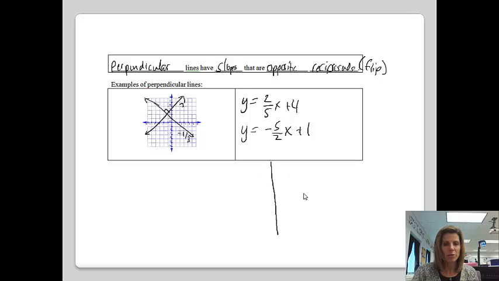And I just want to show you, if I graph it, how they do turn out to be perpendicular. If I start up at 4 on that first one, I'm going to go up 2, and then over 5. Okay, so there's my first one. And then my second one, I start up at 1, but this time I'm going to go down 5, and then over 2. And notice how the lines did, for the most part, turn out to be perpendicular. So that's what we're talking about with perpendicular.